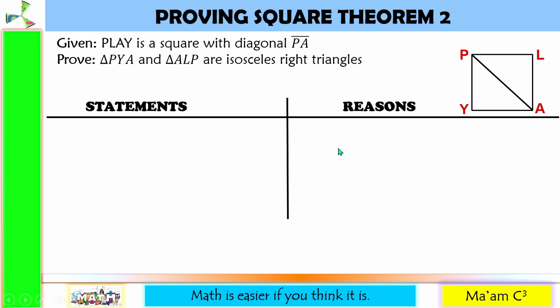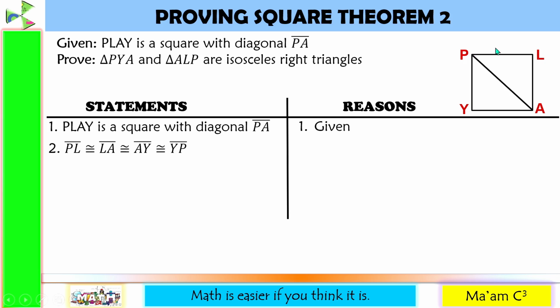Let's start. Of course, the easiest one is the given, and that is PLAY is a square with diagonal line segment PA. Now, since this is a square, we know that PL is congruent with LA, with AY, and with YP. So the four sides are congruent.